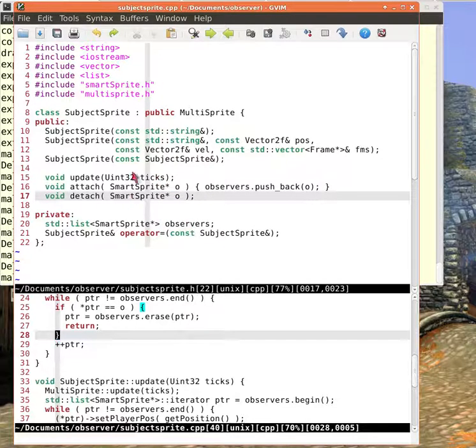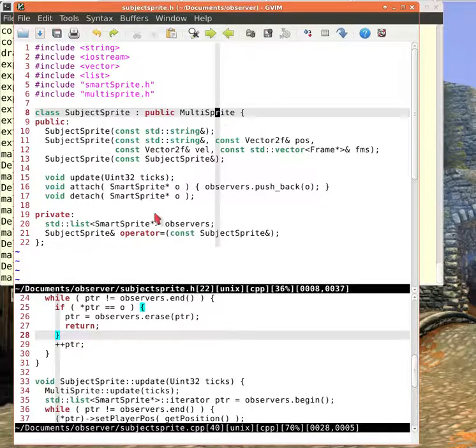So what is different about the subject and the observer? What's different about a subject sprite and a normal multi-sprite? Well, the subject sprite has a list of observers, number one. And number two, it has additional functionality. It has an attach and a detach.